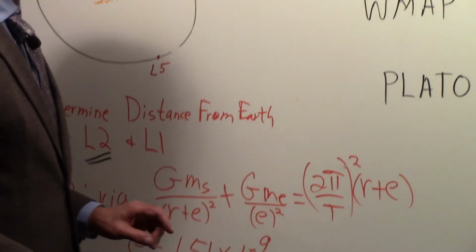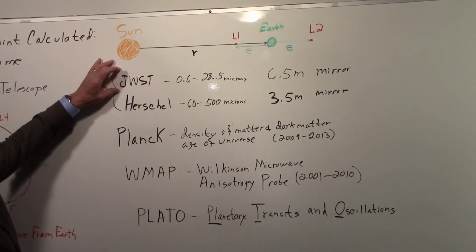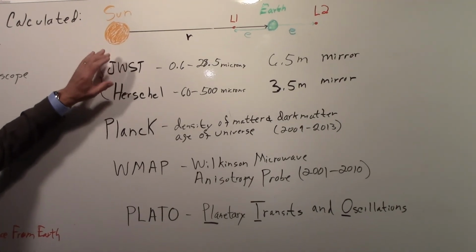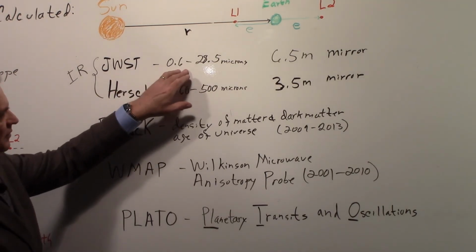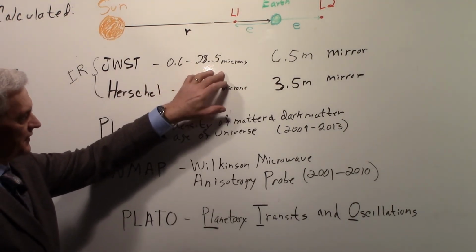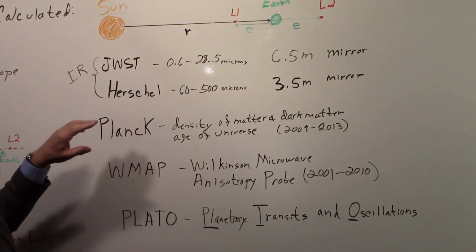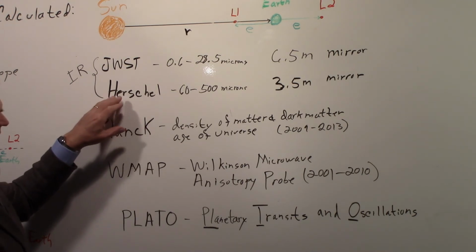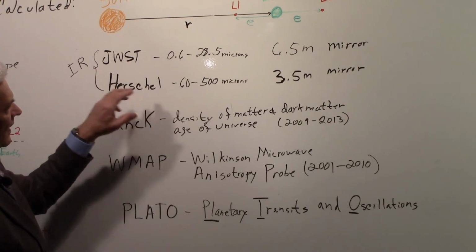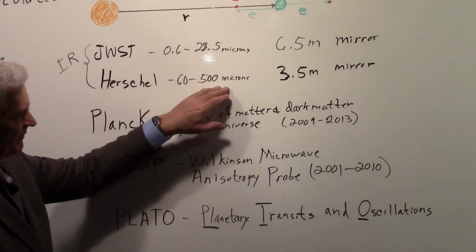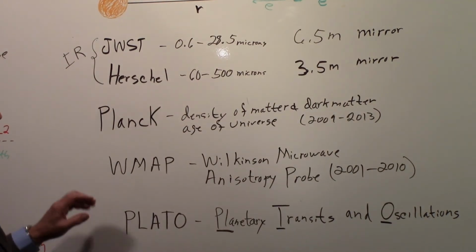There are other spacecraft that have been out there. So we have the James Webb Space Telescope, which is out there now, and it looks in the IR region from 0.6 to 28.5 microns or thereabouts, and it has a very large mirror, 6.5 meters across. There was another spacecraft out there, Herschel, that looked at IR wavelengths from 60 to 500 microns, and it had a smaller mirror, 3.5 meters across.